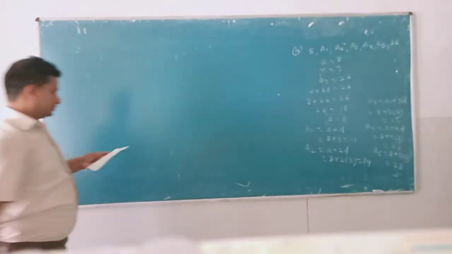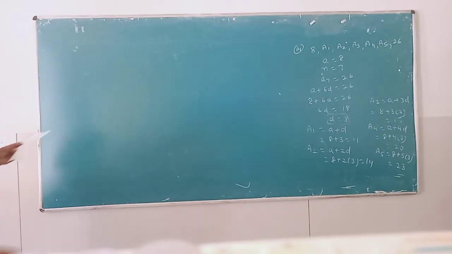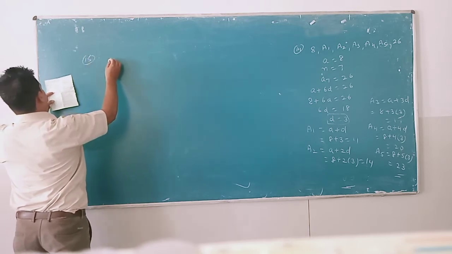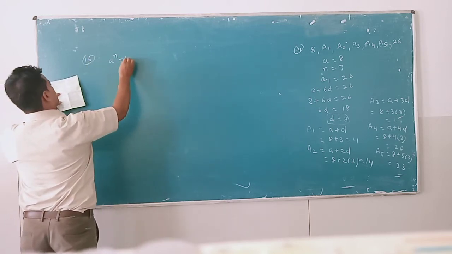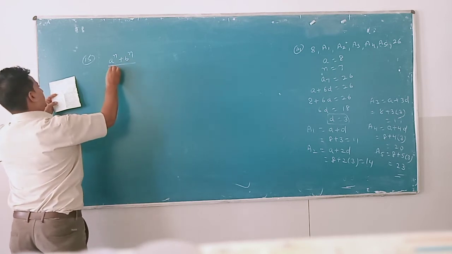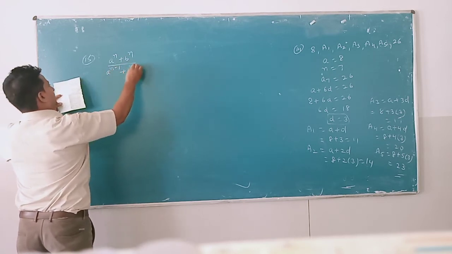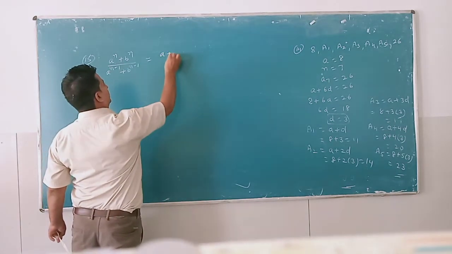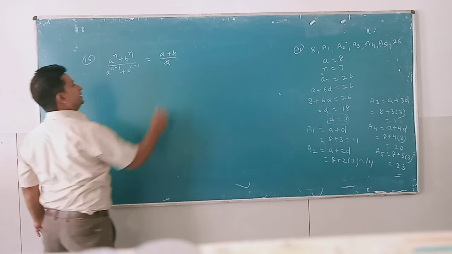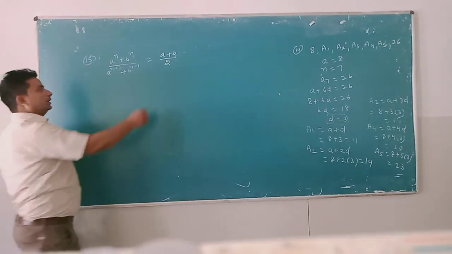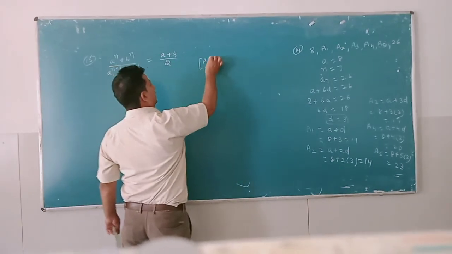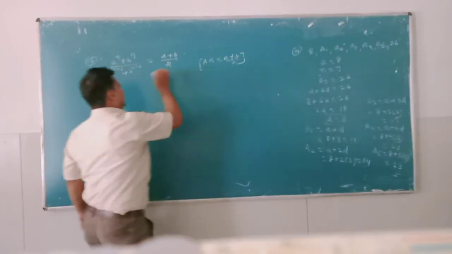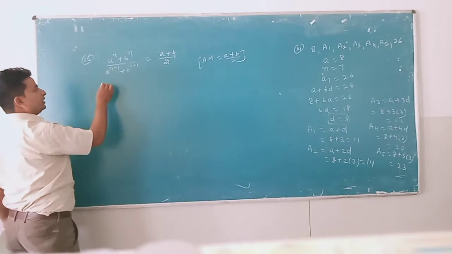In the next question, if (a^n + b^n)/(a^(n-1) + b^(n-1)) is the arithmetic mean between a and b. Arithmetic mean is the sum of two numbers divided by 2. This is the arithmetic mean. In this, we have to find the value of n.